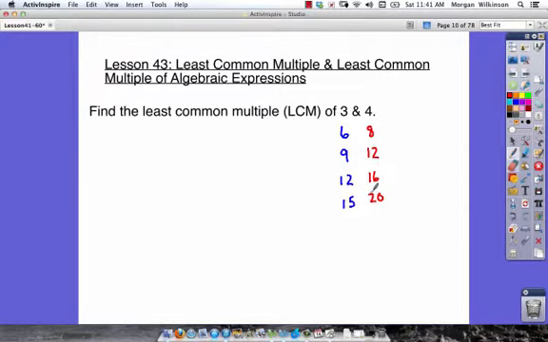And when we compare these lists, we're looking for the first number that happens in both lists. So we can see there's a 12. So the least common multiple of 3 and 4 must be equal to 12. And we've got our final answer. Now you probably knew that ahead of time. You could probably look at 3 and 4 and know that the least common multiple is 12. That's good. Let's go ahead and look at another example.